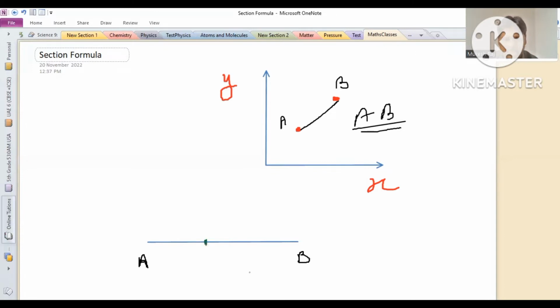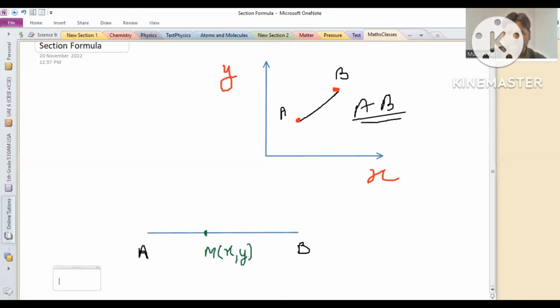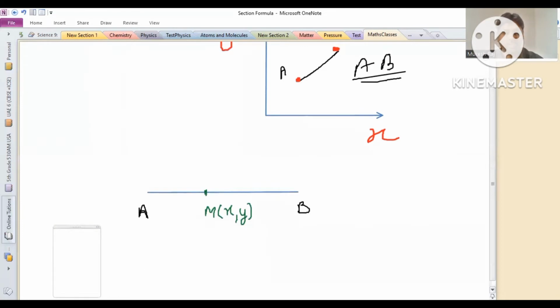Proceeding further, the section formula is applied whenever we are having any point in between these 2 points, that is AB, and suppose that we are having a point like M. The third point is there, M. Now we have to find out the coordinates for the point M, that is M, x and y. Now, how can we do that? In order to do this, we have to apply the section formula.